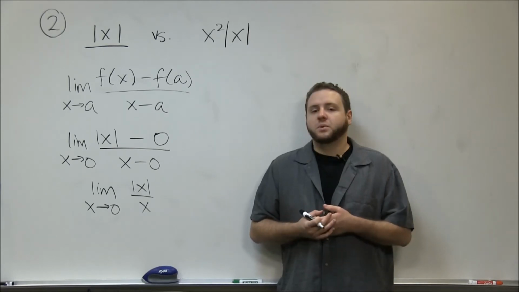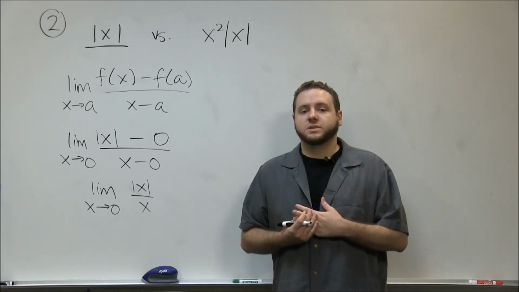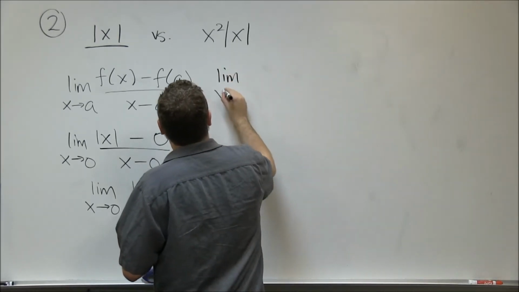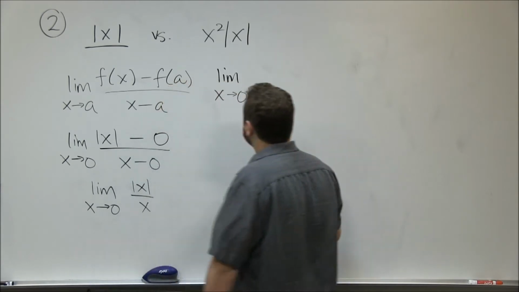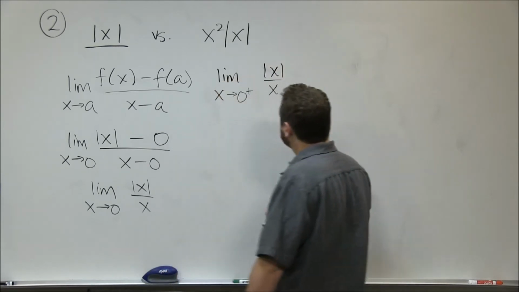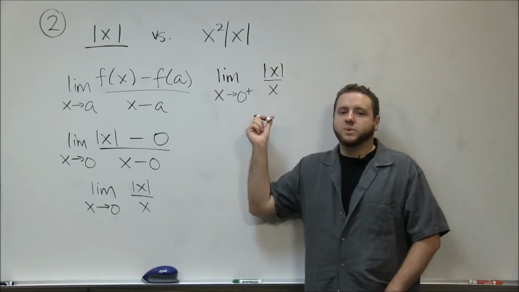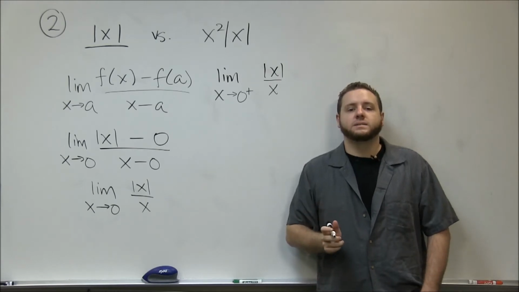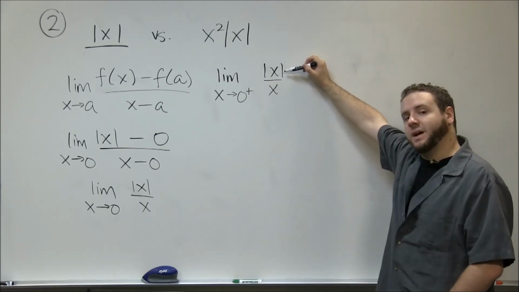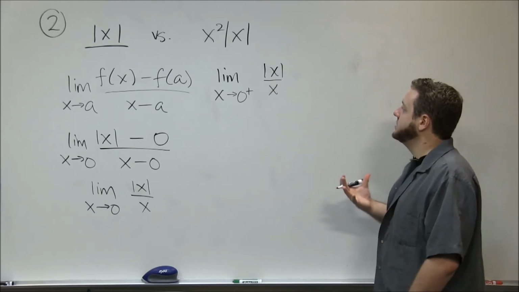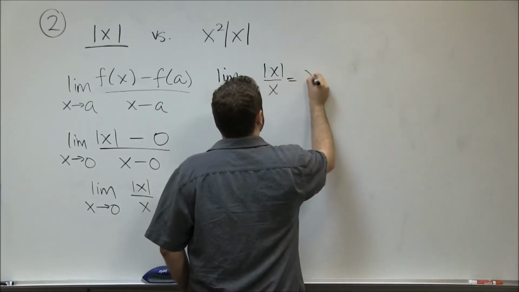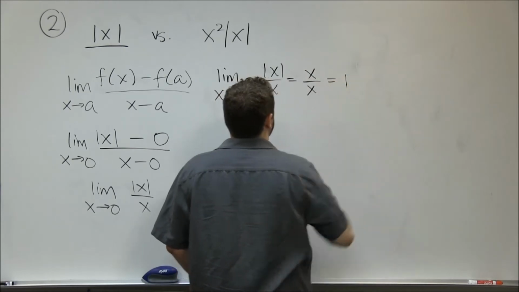So in order to evaluate this limit, we would really have to do x approaching 0 from the left and from the right. So let's figure out what those limits are. Let's start with the limit as x approaches 0 from the right of absolute value of x over x. If we're doing 0 from the right, that means we're only considering positive values of x. If x is positive, then the absolute value function is just x, because we don't need the absolute value bars anymore. So this would just be x over x, which is 1.